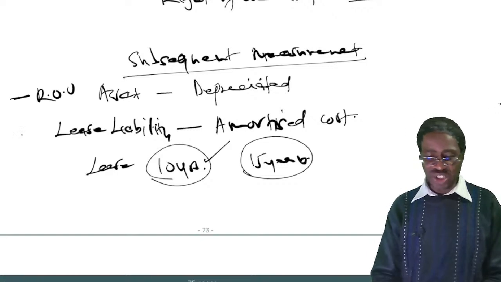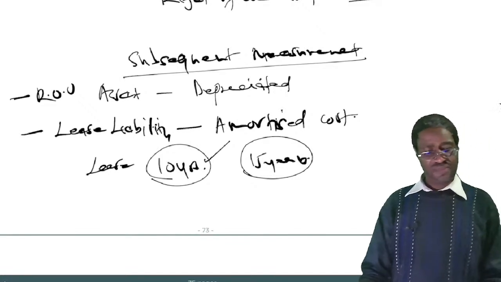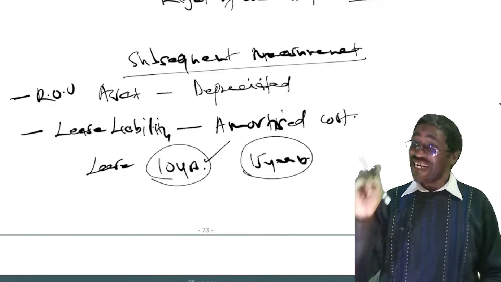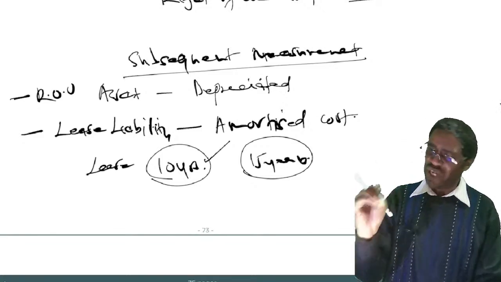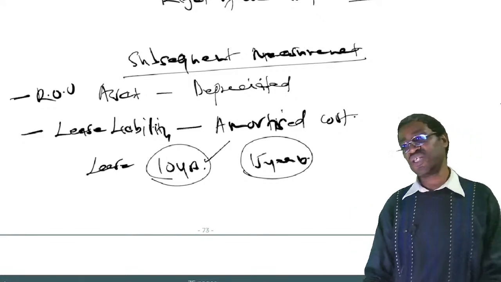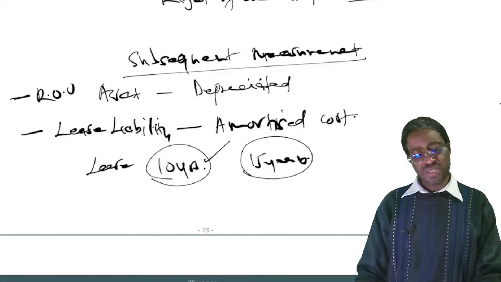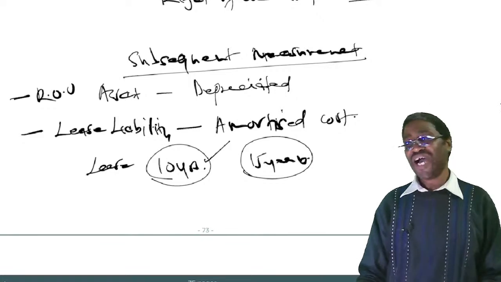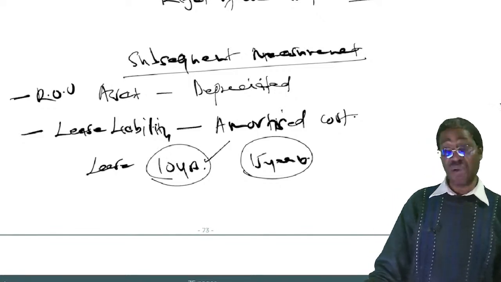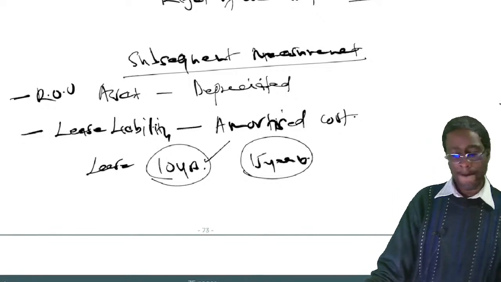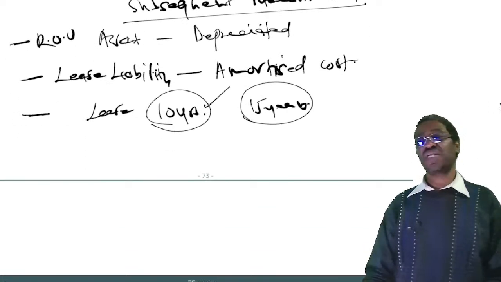Then you can put another dash. The lease liability should be remeasured at its amortized cost. Another paragraph or another dash.